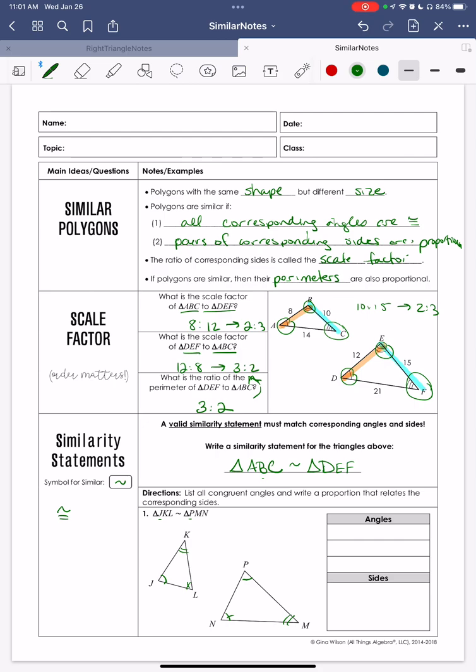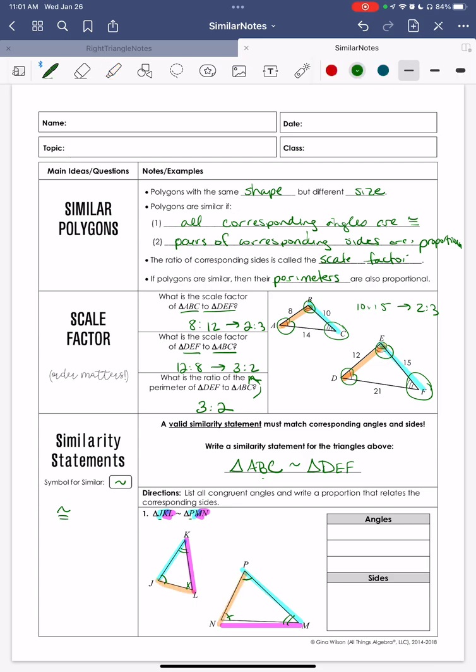I think I'll go ahead and mark some sides here as well. So let's see, so JK and PM, so there's JK and PM. And then it looks like I've also got KL and MN, so KL, MN, so those are corresponding. And then finally, that leaves me with my third pair of sides, JL and PN.